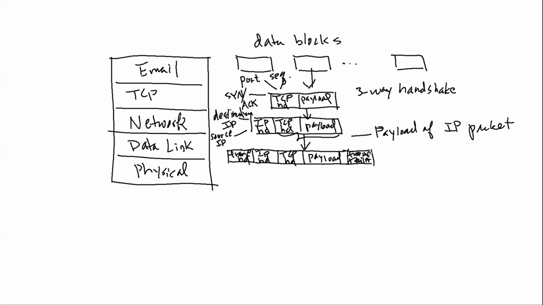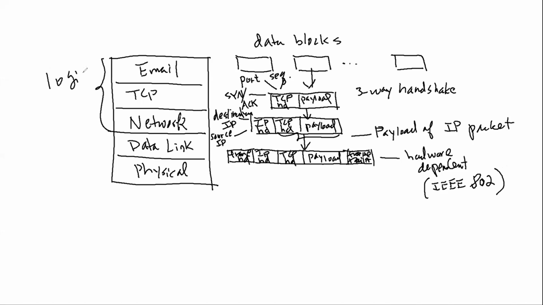Okay, so now this is hardware dependent, depending on which IEEE 802 technology. It's hardware dependent, so it depends on the underlying network you are using. And these three layers are logical layers, which means that they are hardware independent. They are just software.